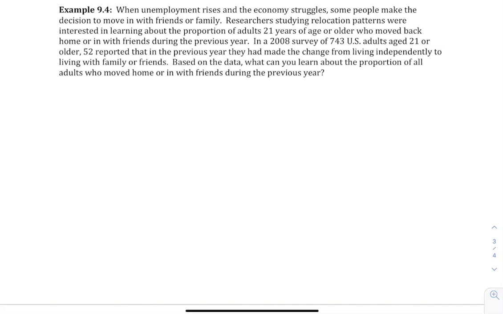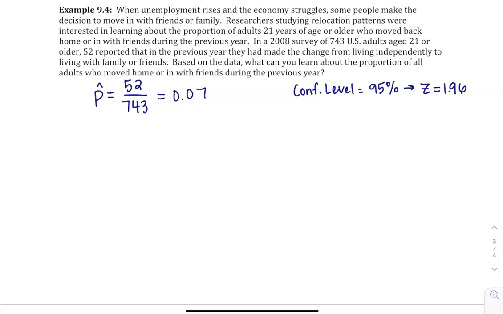From this survey, we saw that there was a total of 743 adults in the survey, and 52 reported that they had made the change from living independently to living with family or friends. So the first thing we'll want to do is calculate our p hat, which in this case is 52 over 743, and that is approximately 0.07. Now, we need to decide what type of confidence interval we want, and typically we'll go with a confidence level of 95%. If it's not stated, 95% is kind of the standard. And so that means our z value is going to equal 1.96.